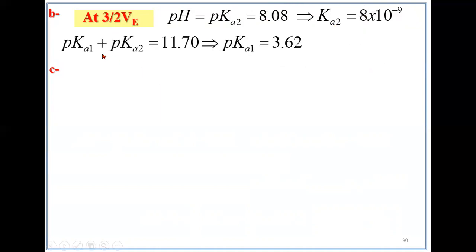Knowing the second half equivalent, at the equivalence point we have an expression pKa1 plus pKa2 equals 11.70. Then automatically you can get your Ka1, because that's going to be 11.7 minus the 8.08, get the pKa1, and you can get the Ka1. The Ka1 will be 10 to the minus 3.62. Easy peasy, no big deal.